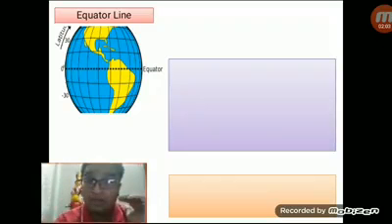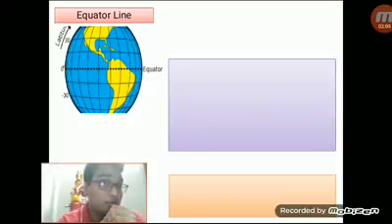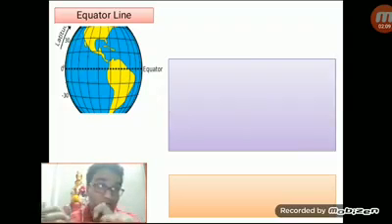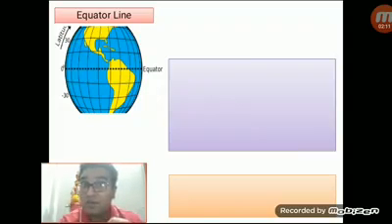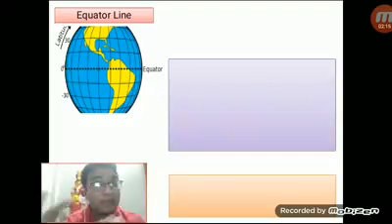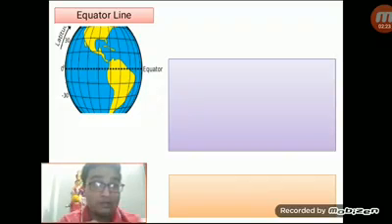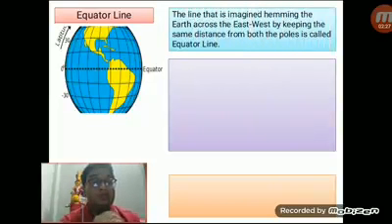Here we can see a world map, and we can see a line that goes through the middle of the world map. This line is called the equator. So the equator is a line which goes from west to east and divides the northern pole and the southern pole equally. So let's have a look at the definition of the equator line. So this is the definition.